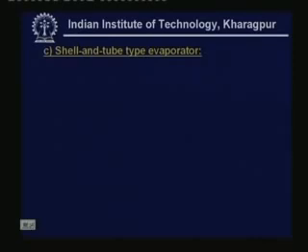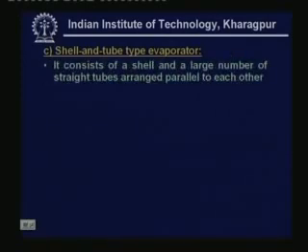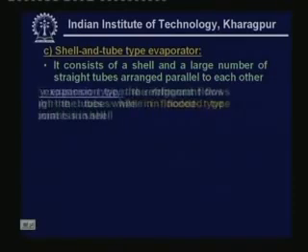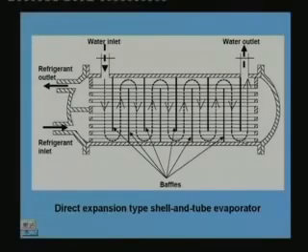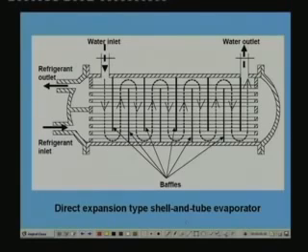So let us look at a very important type of evaporator called the shell and tube type evaporator. As the name implies, this kind of an evaporator consists of a shell and a large number of straight tubes arranged parallel to each other. In dry expansion type, the refrigerant flows through the tubes, while in flooded type, refrigerant flows through the shell. So let me show the picture of a dry expansion type shell and tube type evaporator. You can see that the refrigerant flows through the tubes while the water flows through the shell.